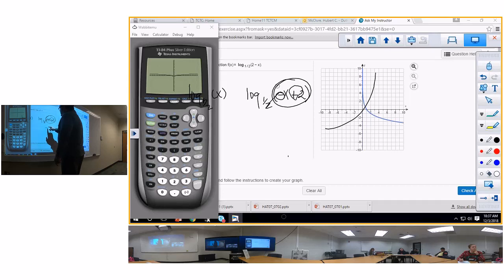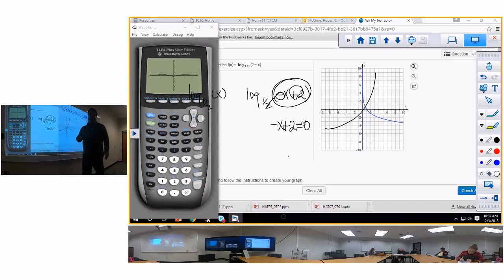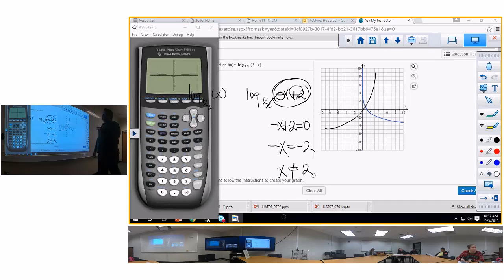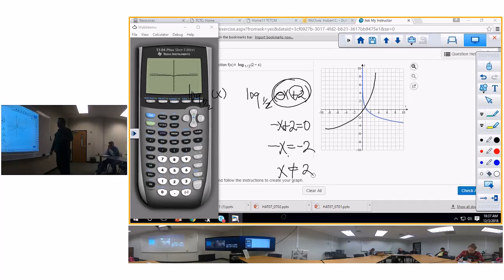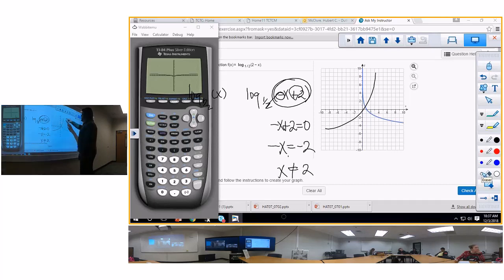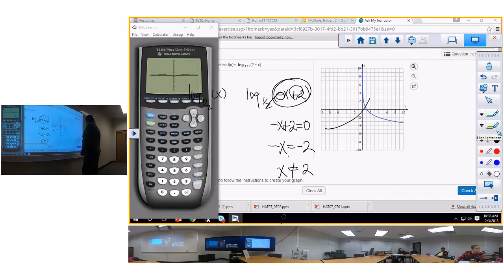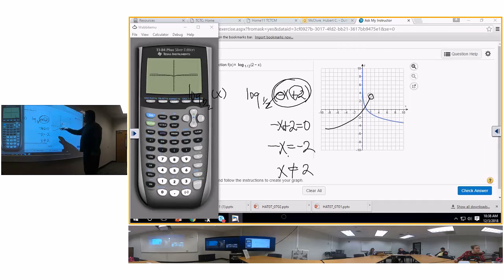So set this equal to 0. Remember our vertical asymptotes? All right, so negative x is equal to negative 2. X cannot equal what? 2. If you plug in 2, you're going to get the log of 0, and you can't do that. So here, we can only go to what? We can't go to 2 because we can't use 2, so that's basically what your graph is going to look like.